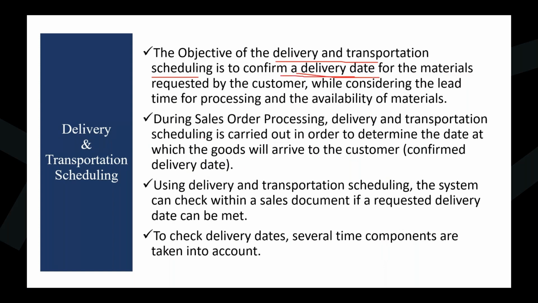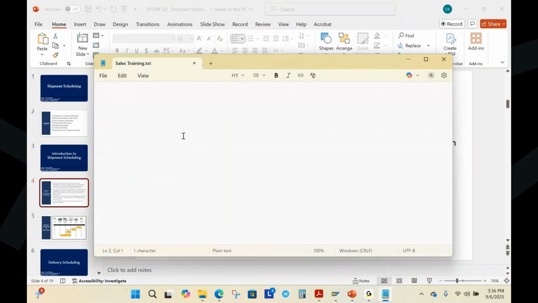So here, in this function, when the customer places the order, he says, I need this product, and I need this much quantity. Along with that, he will say, I need it by this date. That is also very important: the delivery date. Now the system checks whether you can deliver by this date or not. If not, it will propose a new delivery date.